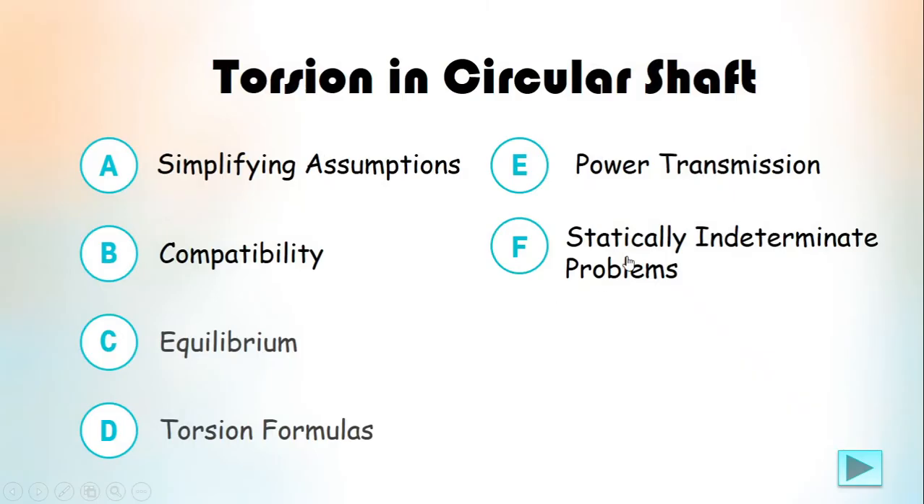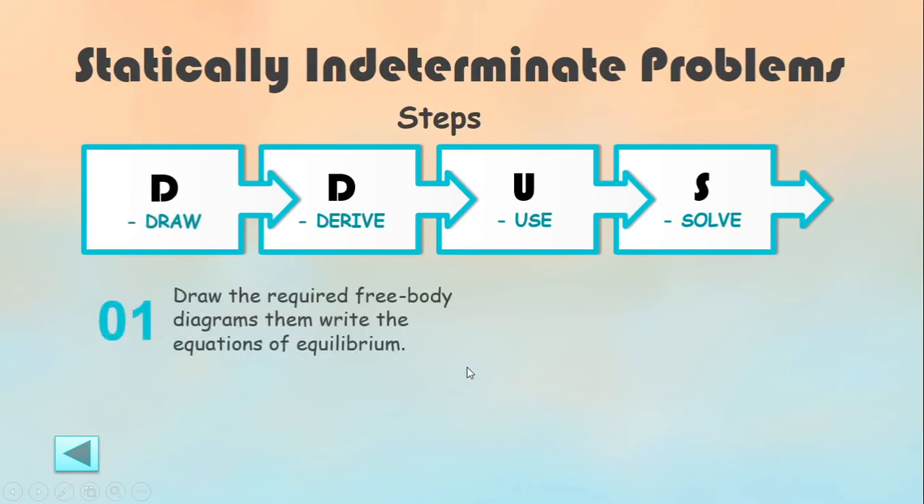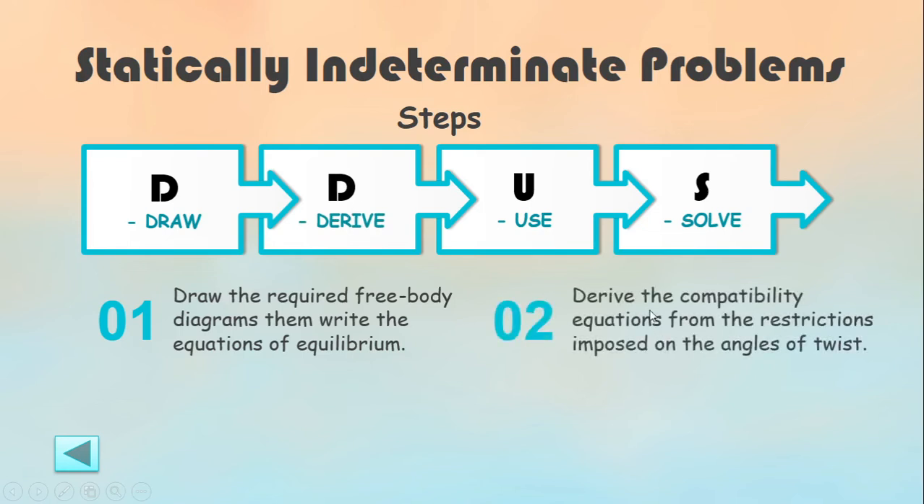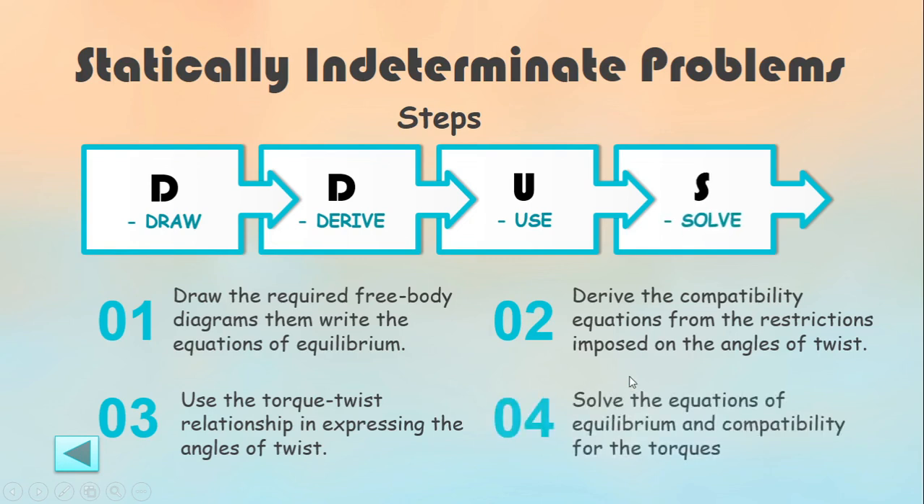And lastly, statically indeterminate problems. We have 4 steps to be followed. First step is to draw the required free body diagrams, then write the equations of equilibrium. Second step is to derive the compatibility equations from the restrictions imposed on the angles of twist. And the third step is to use the torque-twist relationship in expressing the angles of twist. And the fourth step is to solve the equations of equilibrium and compatibility for the torque.